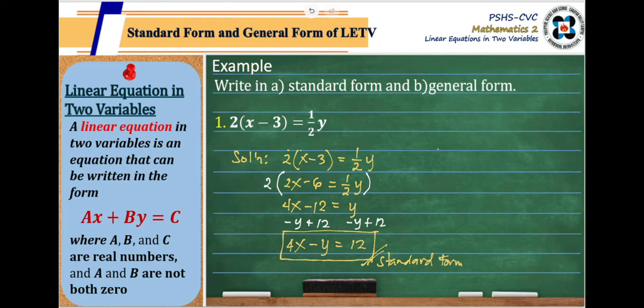Now how about the general form? For the general form, we just have to transpose 12 to the left side so that all terms are found on the left side, and then on the right side of the equation, we will see 0. So for the equation 4x minus y equals 12, we will just transpose 12 to the left side to have 4x minus y minus 12 equals 0. So this is now the general form of the line.